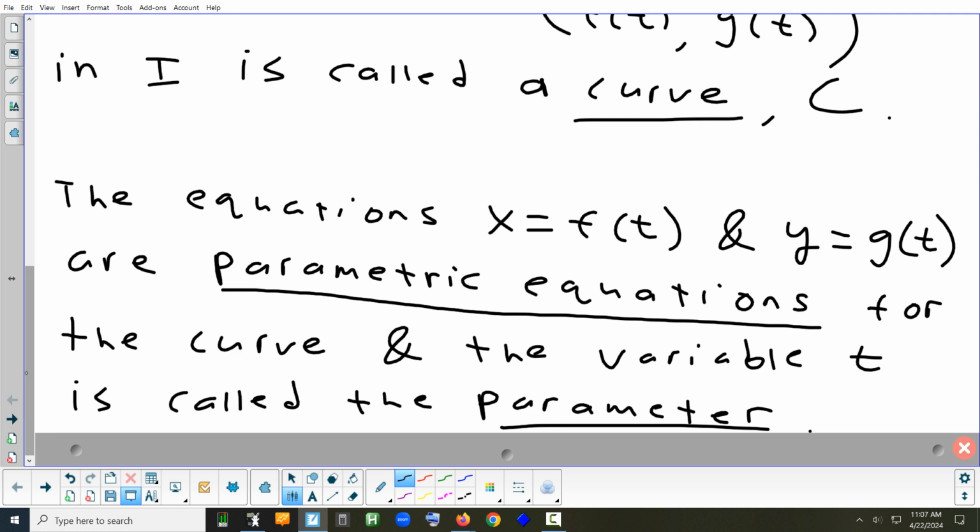Okay, so keep that in mind. That T is the variable that we're going to use. And another thing, since we're doing parametric, they don't call T a variable. They call it the parameter. Parameter, variable, it means the same thing in what we're doing.